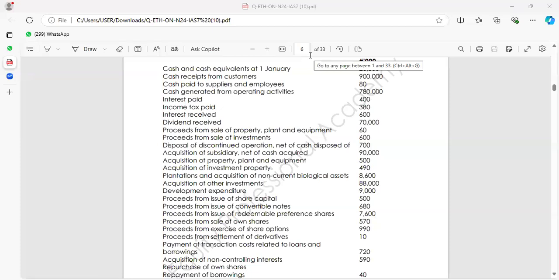Dividend received. Let's do dividends. Investing inflow. Thank you, Mr. Jacob. Yes, investing inflow. Thank you, Elvis. You can see it is investing inflow. Good.